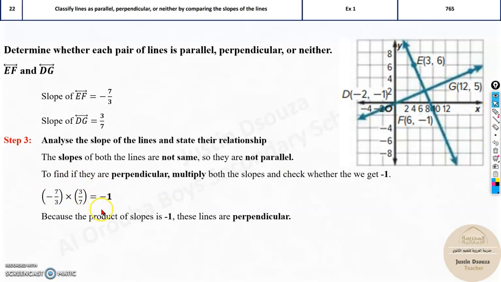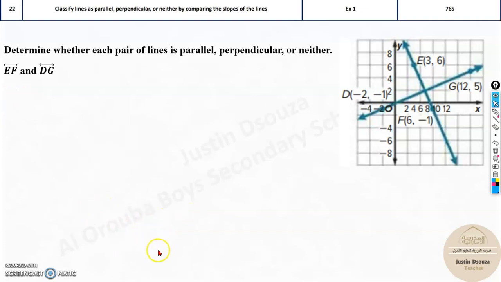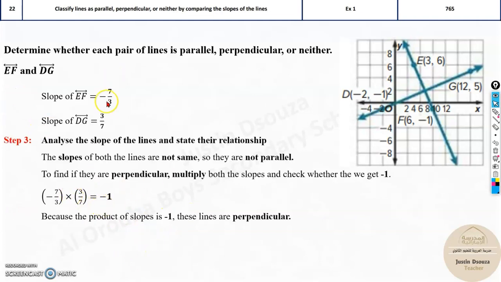Yes, these are perpendicular to each other because the product of the slopes is -1. And sorry, let me just go back. And the answer is the lines are perpendicular. But if you just look in the figure and write perpendicular, it's not enough. You need to write the slope, substitute the slope. See, this is very, very important. Substitute, find the slopes, multiply them. If they are same, it's over. But if they're not same, you need to multiply, check whether it's -1, and then write this.